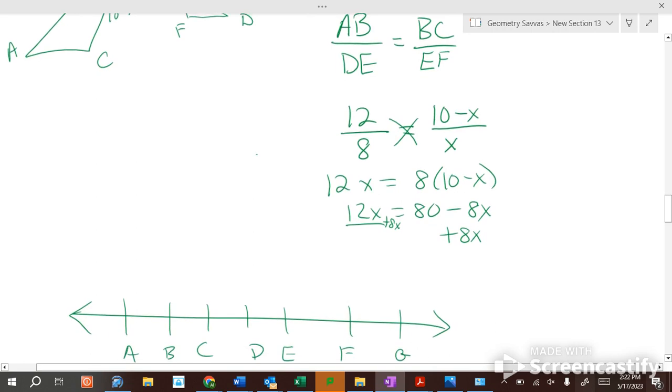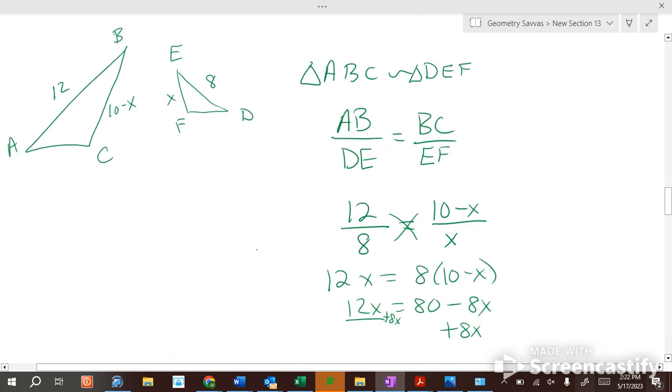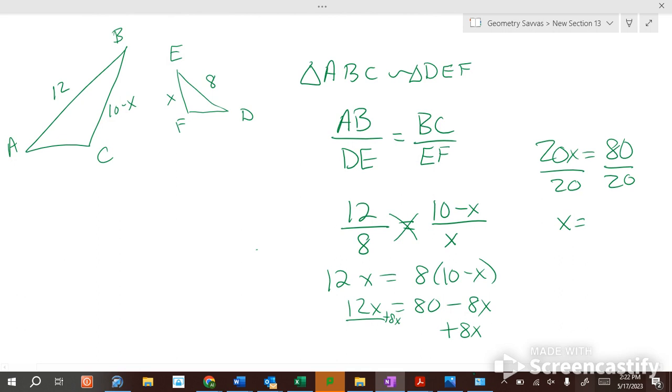So we get 20x equals 80. If we divide by 20, x equals 4. If we plug it in, that would make this 6 and this 4, 8 to 4, 12 to 6. Those are proportional.